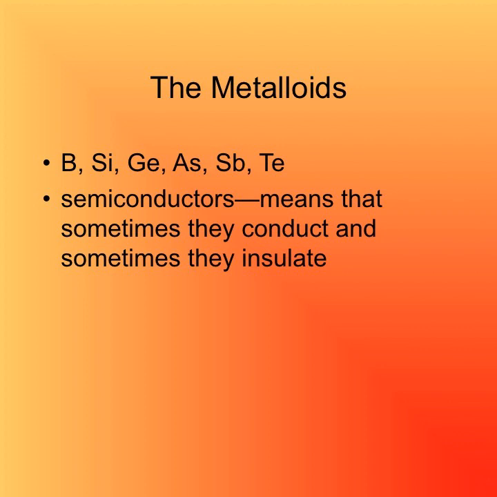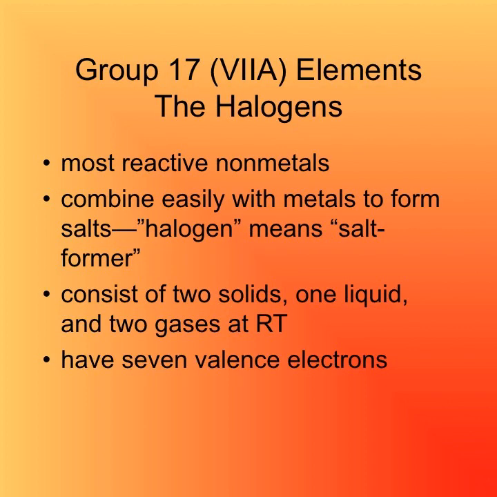And I'm not going to go over each of the groups 13 through 16 for this reason, because you have the metalloids smack dab in the middle of them. So what we're going to do is kind of skip to group 17, which are the halogens. This begins with fluorine. They are the most reactive non-metals. They will combine easily with metals to form salts.